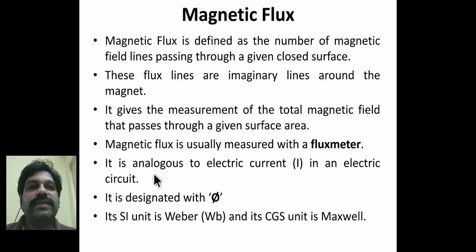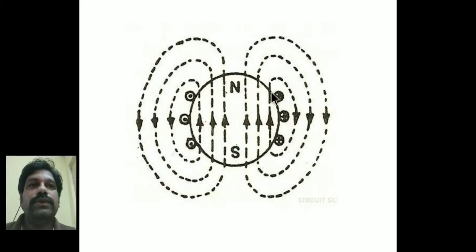So it is analogous to electric current in the electric circuit. That means the current in electric circuits is called magnetic flux in the magnetic field. Magnetic flux is designated with the symbol phi, its SI unit is Weber, and its CGS unit is Maxwell.